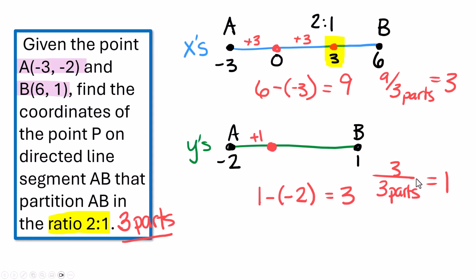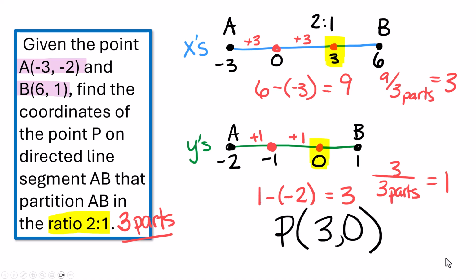So my first point, I have to add 1 to the -2, so this would be a -1. I'm going to add 1 again to get the second point. So that would be 0. The 2 to 1 ratio, 2 parts to 1, then that means this is the Y coordinate. And the answer for this one, that point is (3, 0).